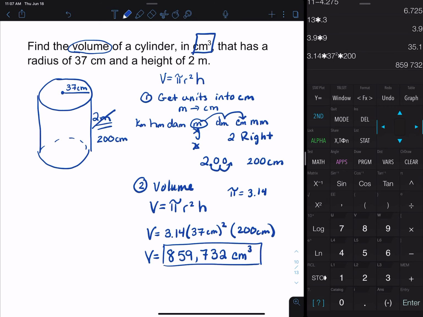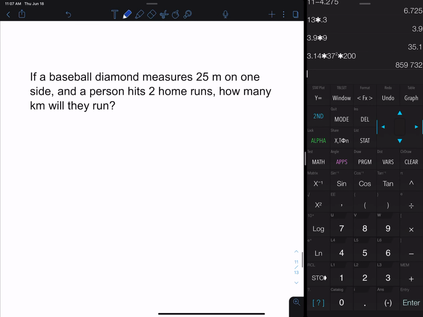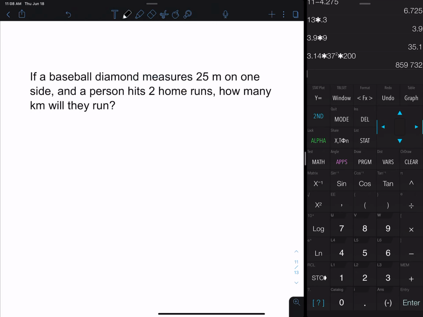Let's look at one more word problem. It says if a baseball diamond measures 25 meters on one side and a person hits 2 home runs, how many kilometers will they run? So this is a problem that's similar to the homework, and I like to review it because it involves some background knowledge with baseball. If you're not a baseball fan, you might not know what all of this means.